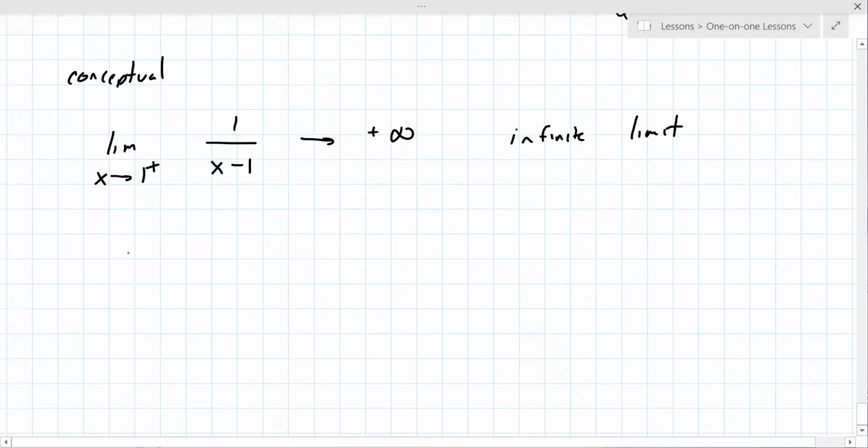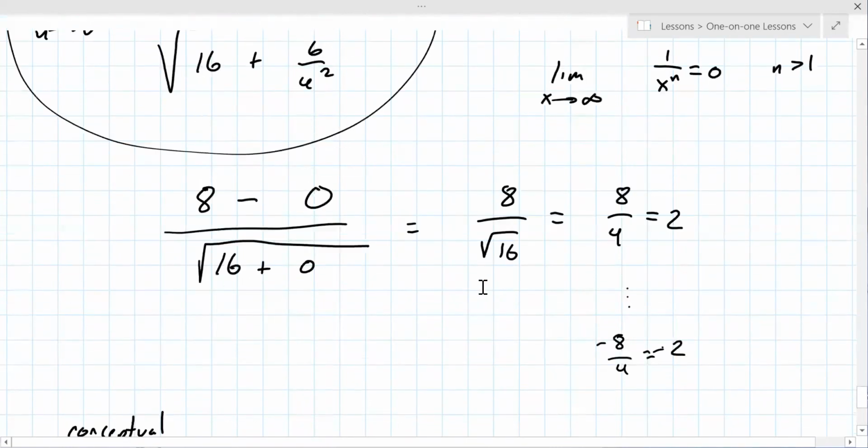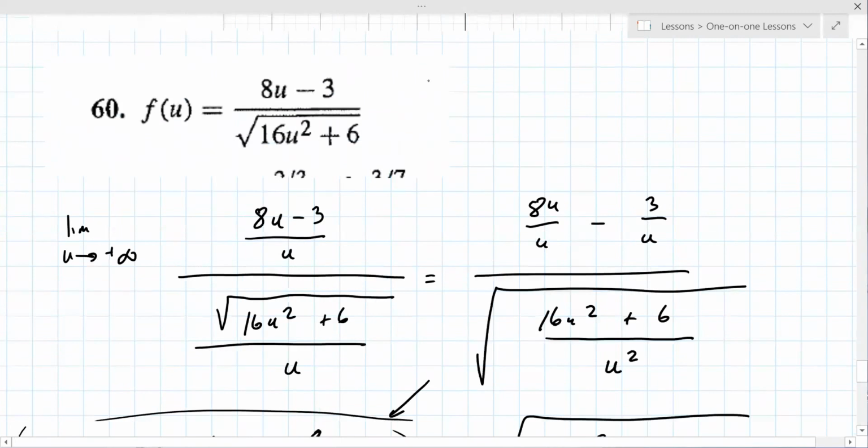Right. And then if I ask you what's the limit, we use the same function. We'll say the limit as x approaches infinity of 1 over x minus 1. This is a limit at infinity. I think those are the words. I believe that's what you said. And this equals 0. This is the horizontal asymptote y equals 0. So the problem we just did, this one you just asked me about, this is a limit at infinity.